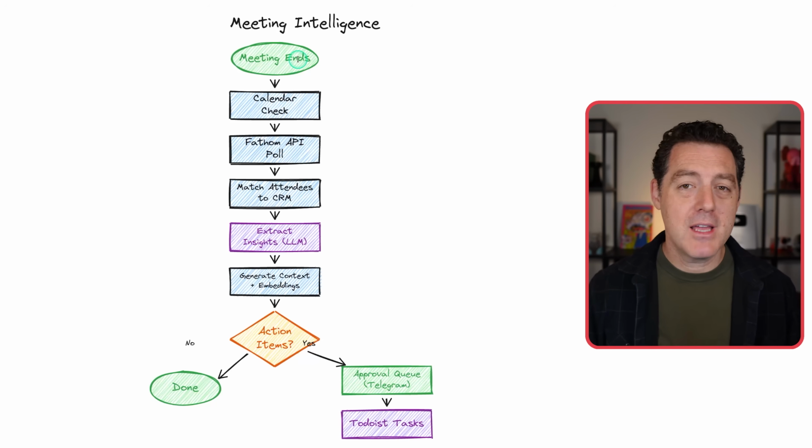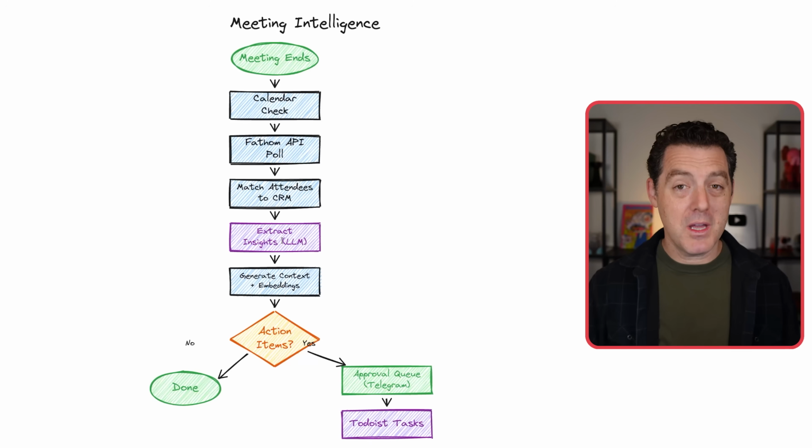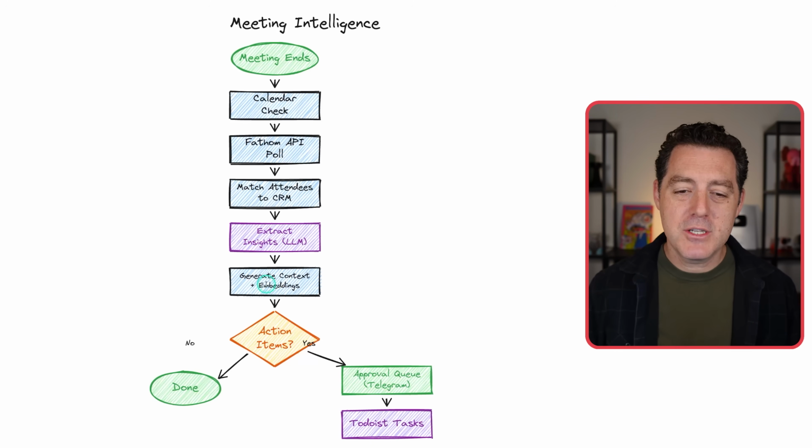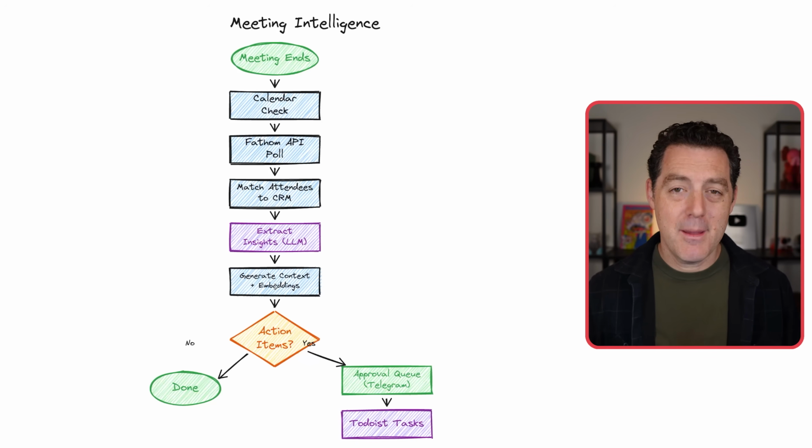We have a meeting. I use a Fathom note taker in my meeting. So it is automatically transcribing every single meeting, both internal and external. Then we check the calendar and we pull the Fathom API after a meeting ends and we download the transcript. We match the attendees to the CRM. We extract the insights, so not just insights, but we also look for action items. Then we generate the context and embeddings. By the way, I am now doing embeddings completely locally using the Nomic embedding model. Then we decide if there are action items.